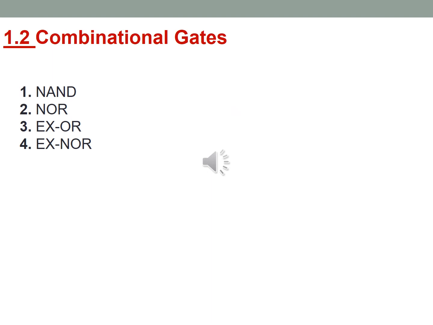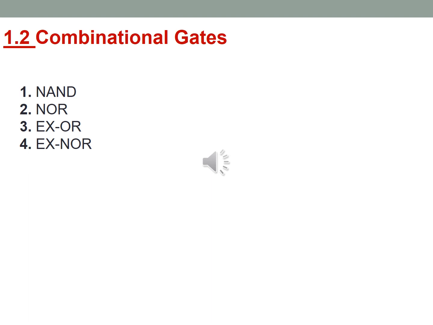The next one is combinational gates. We know the gate names. Now let us see some other gates constructed by using these basic gates, which are called combinational gates.